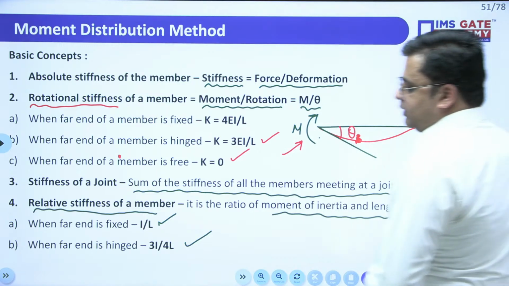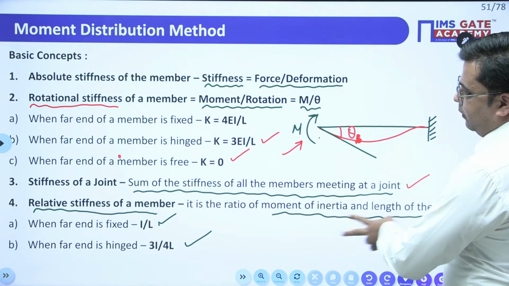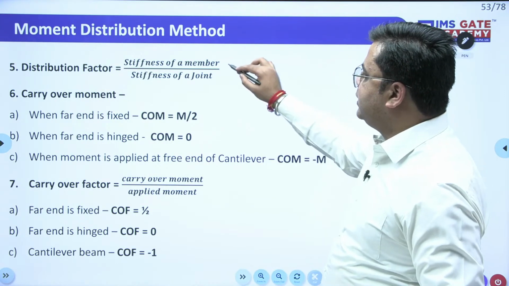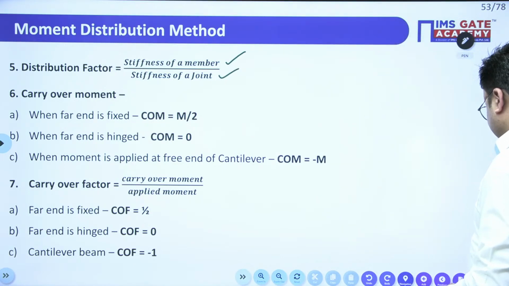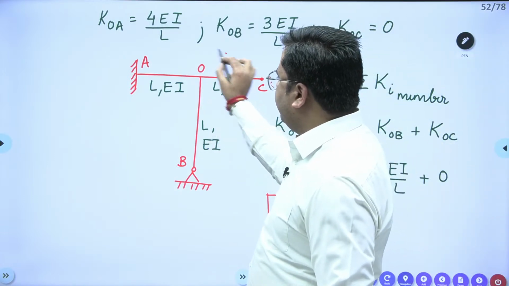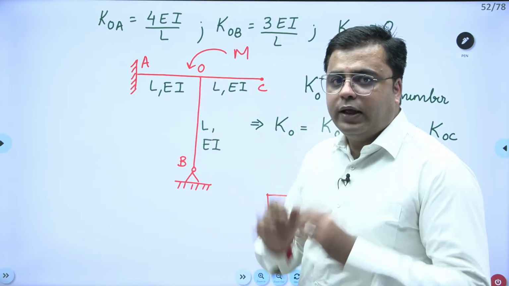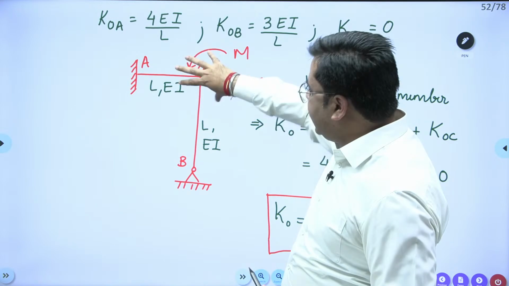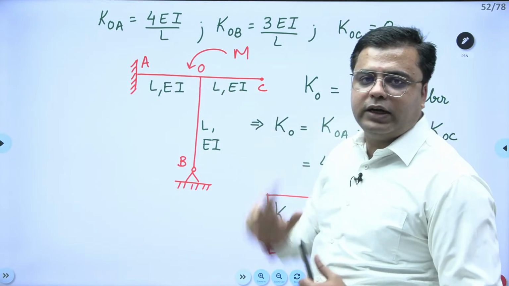So the relative stiffness when the far end is fixed is I by L, and when the far end is hinged, it is 3I by 4L. Next is our distribution factor. Distribution factor is the stiffness of the member divided by the stiffness of the joint. What we mean by distribution factor is, suppose we have a joint like this and we have applied a moment M like this. How much moment will every member have? If we need to decide that, we will use the distribution factor. This entire moment M applied over the joint will be distributed in different members with respect to their distribution factors.